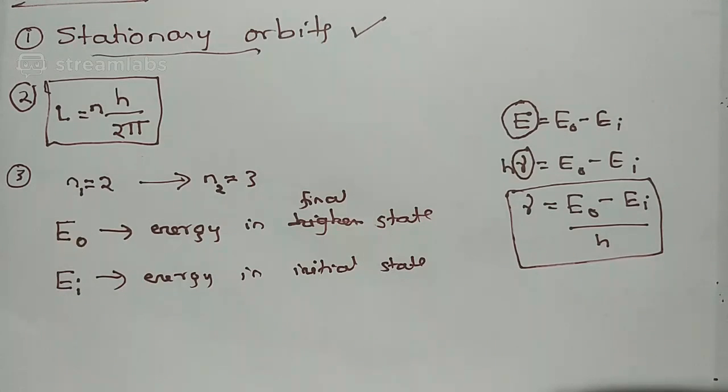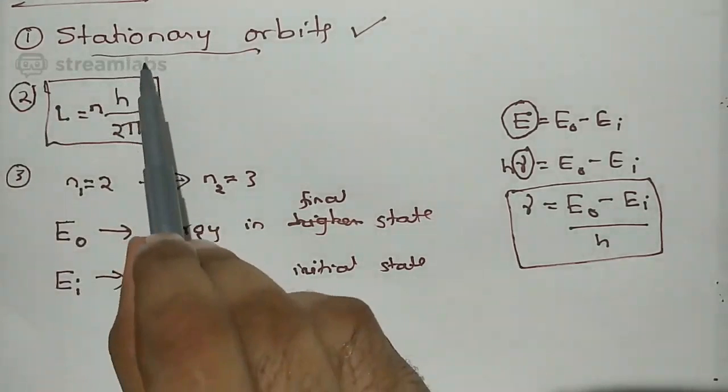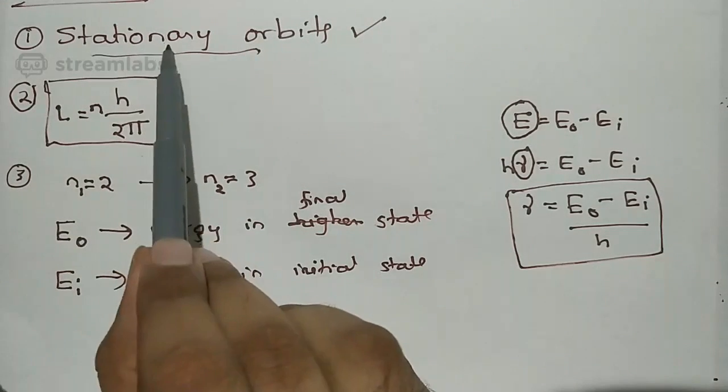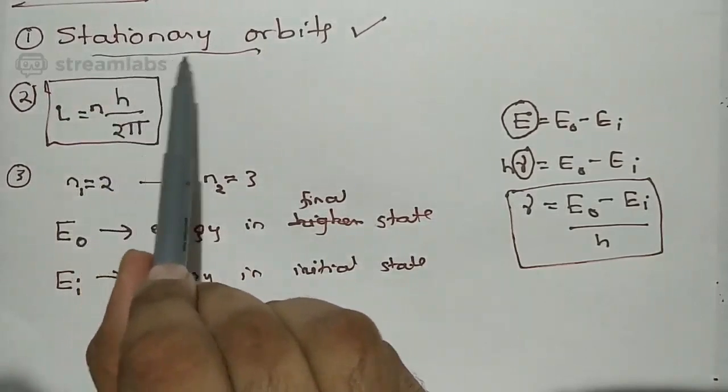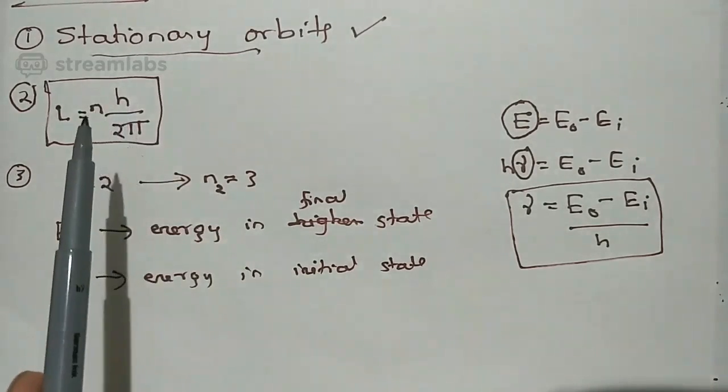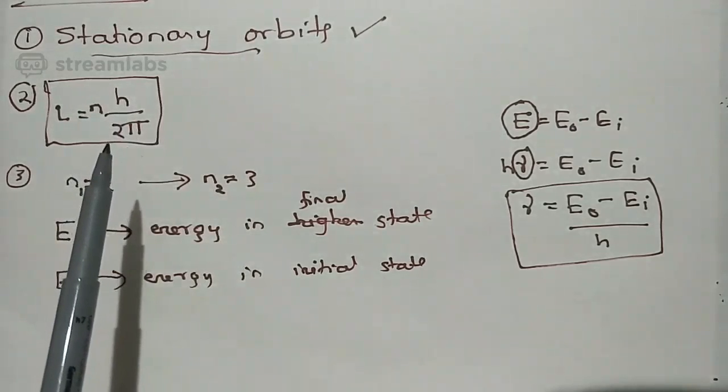So these are the three important postulates of Bohr. If you revise once again, what is the first point? The first point is that electrons revolve around the nucleus only in certain special orbits called stationary orbits. And what is the angular momentum?